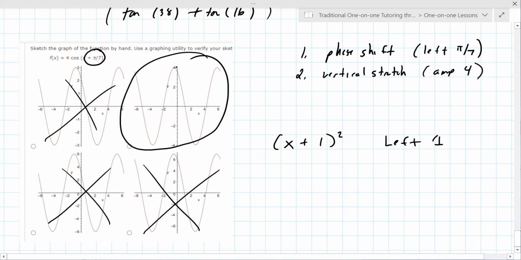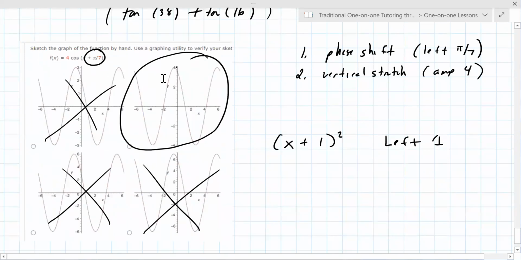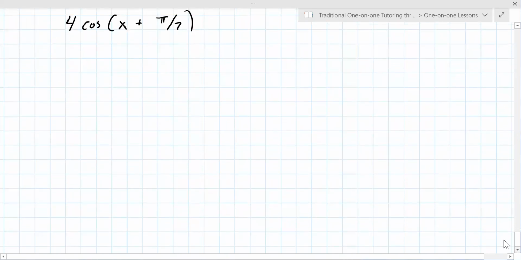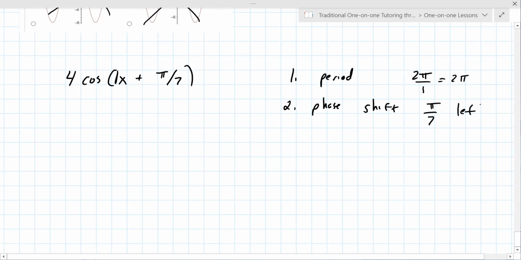I have a question, like, how do you graph key points? Like, where do you start when you're graphing? That is a really good one. I don't know that they would ask you to do this one, but we'll do it because it's kind of a monster in terms of what you do. So the first thing you do when you're graphing by hand is you first identify the period and then the phase shift. So the period is 2 pi over b. B is 1 in this case, 2 pi over 1, so it's 2 pi. The phase shift we just said is pi over 7 left.